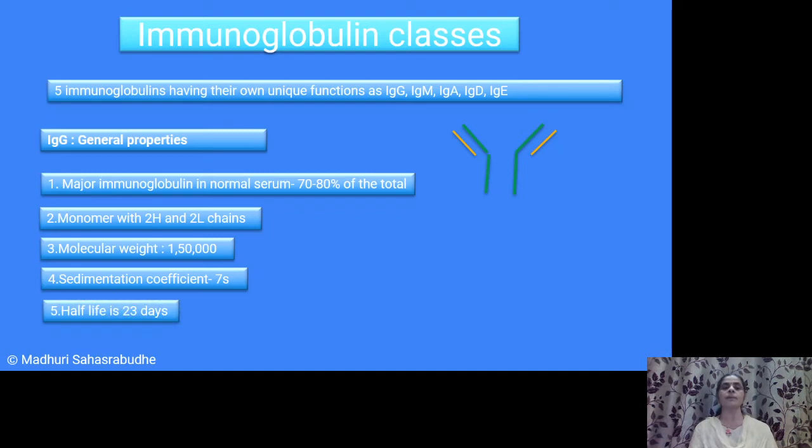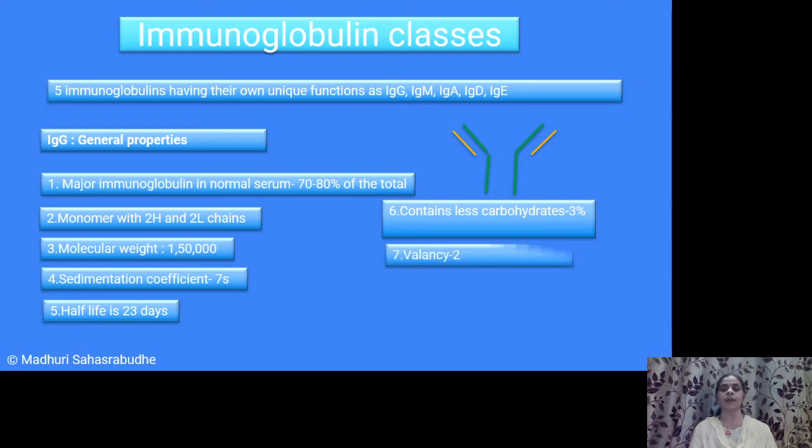Half-life of this immunoglobulin is 23 days, and that is why 23 days is a long time. It is a long-lasting antibody. Another important property is it contains less carbohydrate. Very little, about 3% carbohydrate is found in IgG.